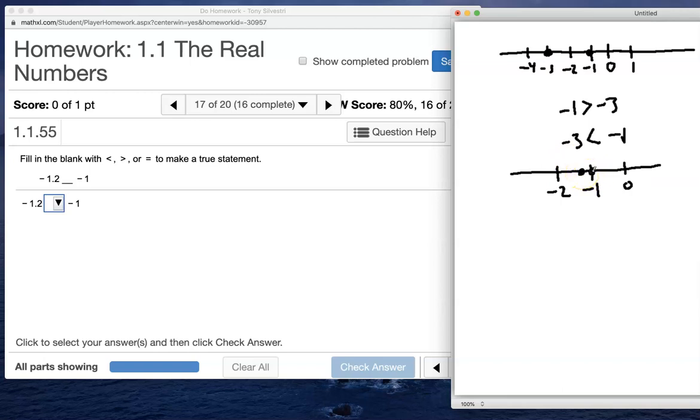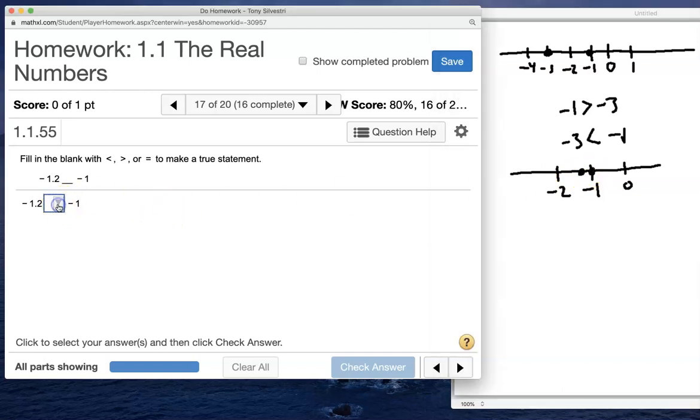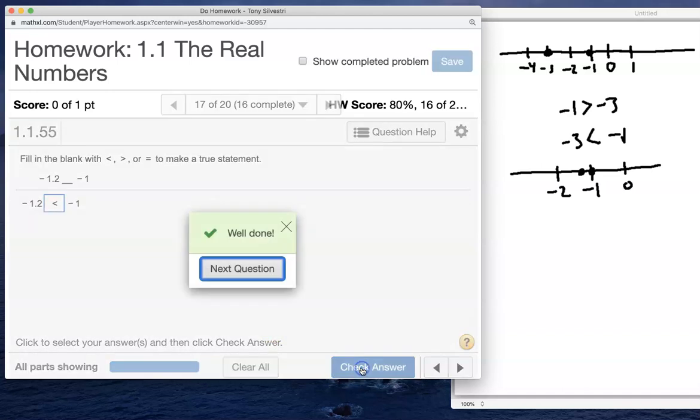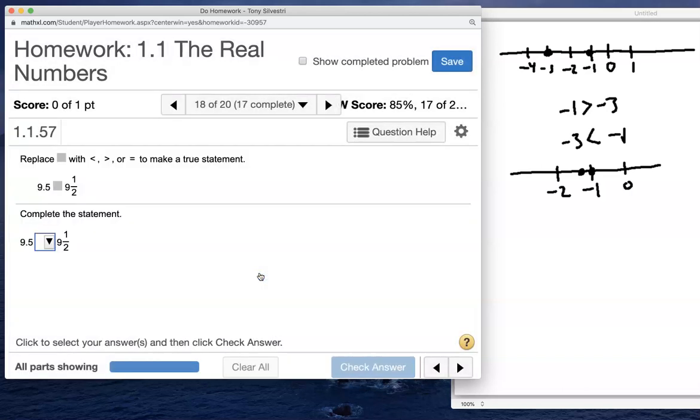-1.2 is less than -1 because it's to the left of -1. So, is less than. This is a bigger number in the negative direction. A bigger number in the negative direction is not good. It makes it more negative. It has less value. Well done. 3 more.